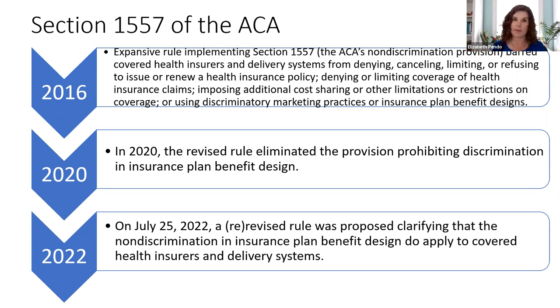Under the Obama-Biden administration in 2016, a really expansive regulation was passed. It was expansive in every way, but just to mention the health insurance part, they said health insurers cannot deny or cancel or limit or refuse to issue or renew a health insurance policy. You can't deny claims on the basis of disability. You can't impose additional costs or other limitations. And you can't engage in discriminatory insurance plan benefit design.